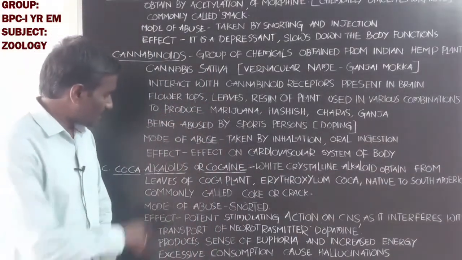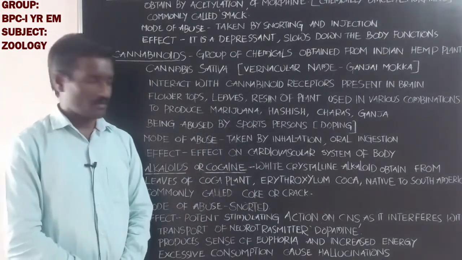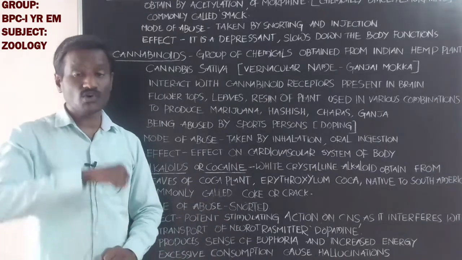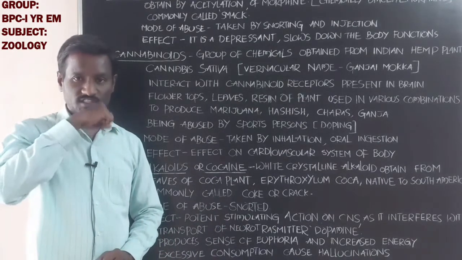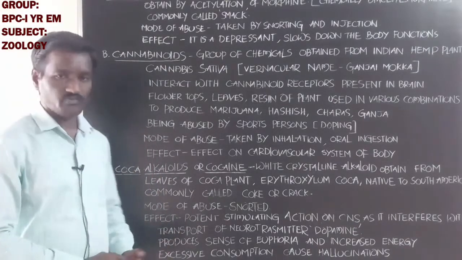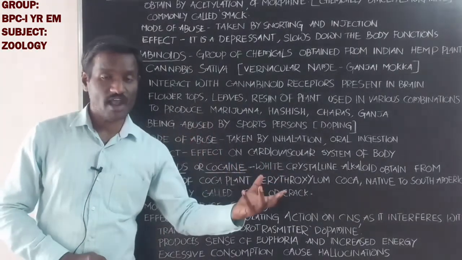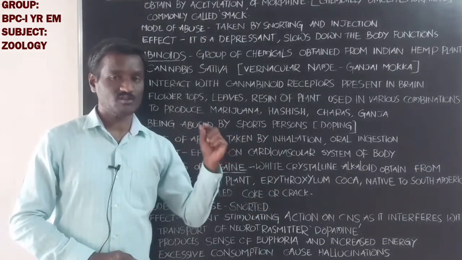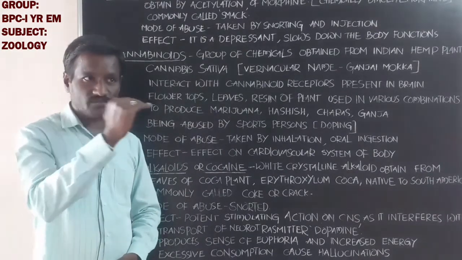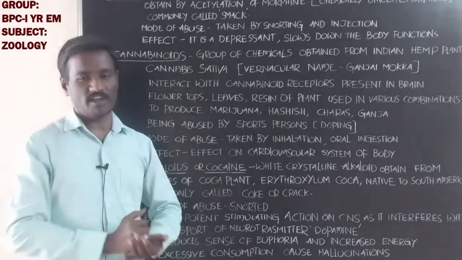Next, coca alkaloids are commonly called coke or crack. Mode of abuse: snorted. Snorted means forced breathing into the respiratory tract. Next, effect: a potent stimulating action on the central nervous system, such as the brain and spinal cord. The drug also interferes with the transport of neurotransmitters such as dopamine.